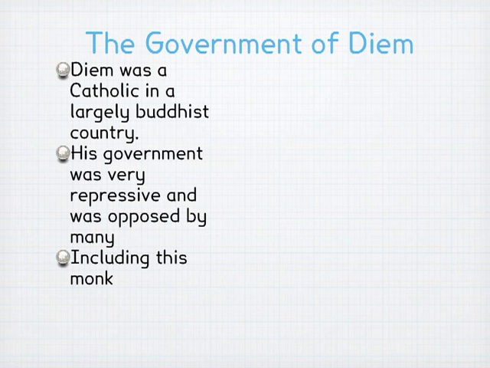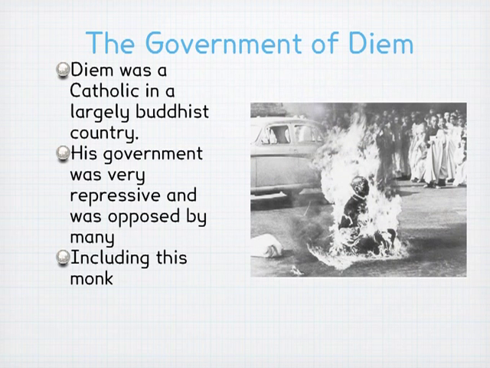Diem was a Catholic in a largely Buddhist country. His government was very repressive and he was opposed by many, including this monk. It's a very famous picture of the Vietnam War era, and it shows a Buddhist monk in a self-immolation, which means setting himself on fire as a protest against what the government is doing.